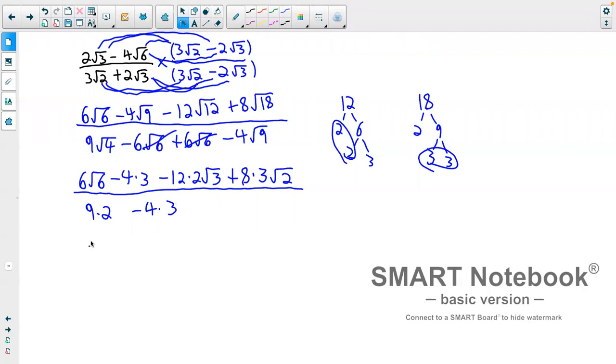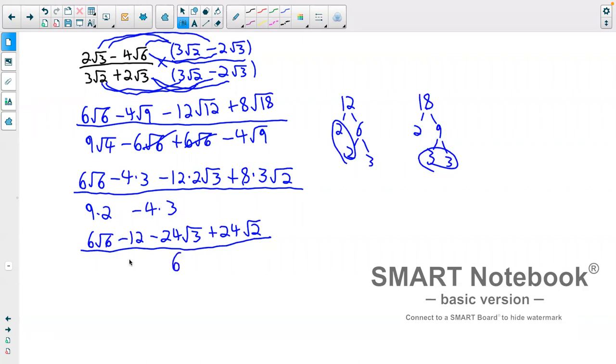Okay, we'll go through and simplify this. So 6 root 6 minus 4 times 3 is 12. Then we've got negative 12 times 2, so minus 24 root of 3. And then we have 8 times 3, so that's plus 24 root of 2. We can't combine anything on the top because everything has different radicals. And we'll look at the bottom. So we've got 9 times 2 is 18. 4 times 3 is 12. So 18 minus 12 is 6.